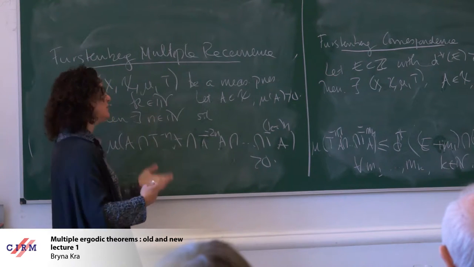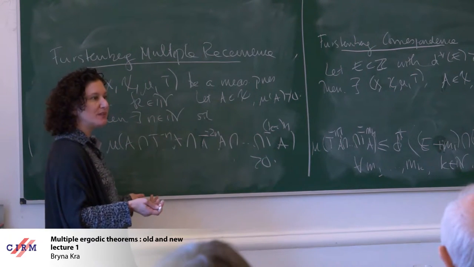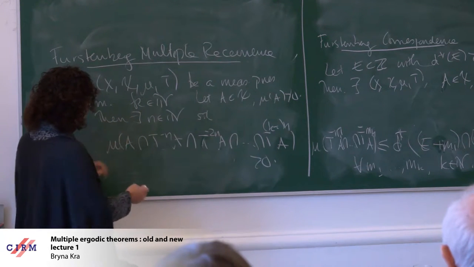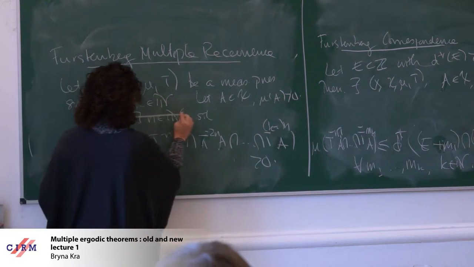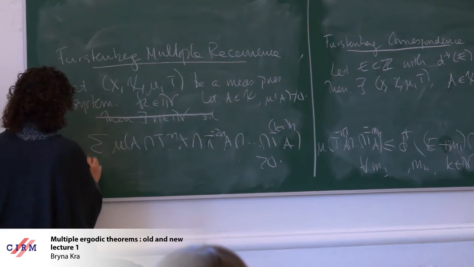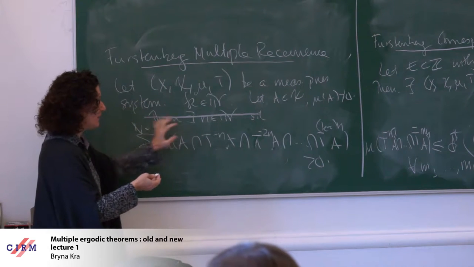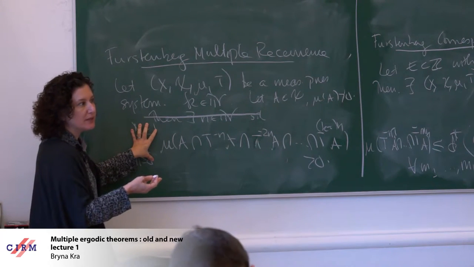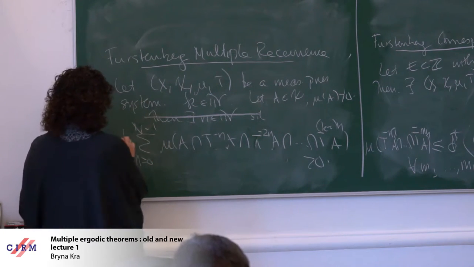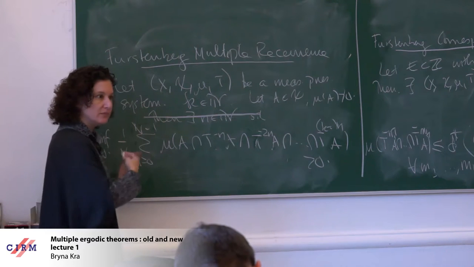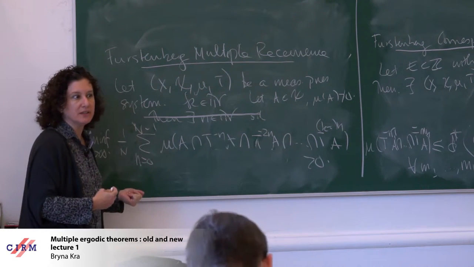We're talking about multiple averages, and the way this is phrased, the average is missing. But what Furstenberg really showed was not just that there exists some n, but he showed that if I look at this and I average, as is natural for any ergodic theorist: you take something, you want to know something about it, well, you can't say anything about it, so you average. Look at this thing, and he really showed that the limit of this was positive. So that would be the right way to phrase this, I think.